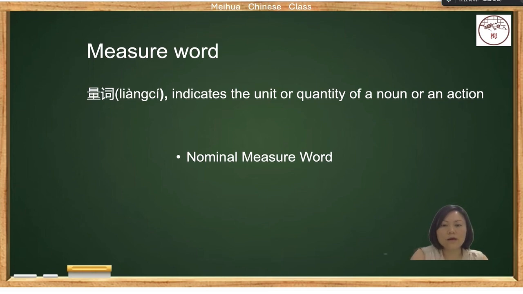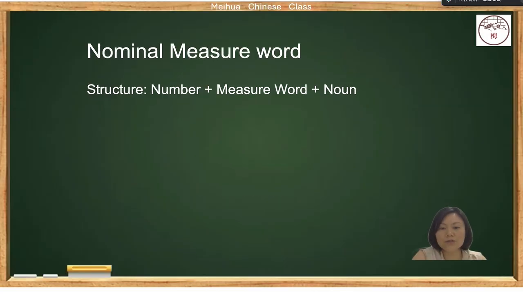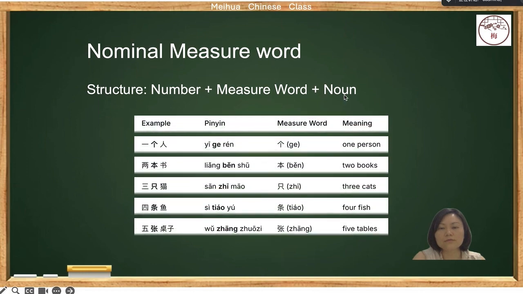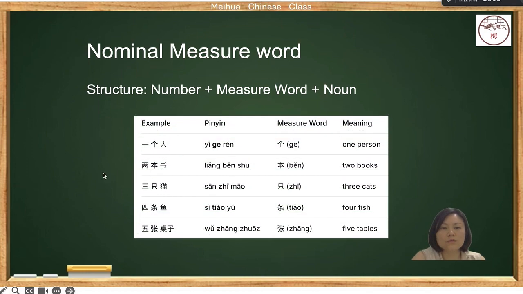Also, the measure word has two types. If it modifies a noun, it is called nominal measure word. If it modifies a verb, it is called verbal measure word. The structure for nominal measure word is simple, just by combining number, measure word and noun. We can easily find examples for this because almost every object has its corresponding measure word in Chinese.